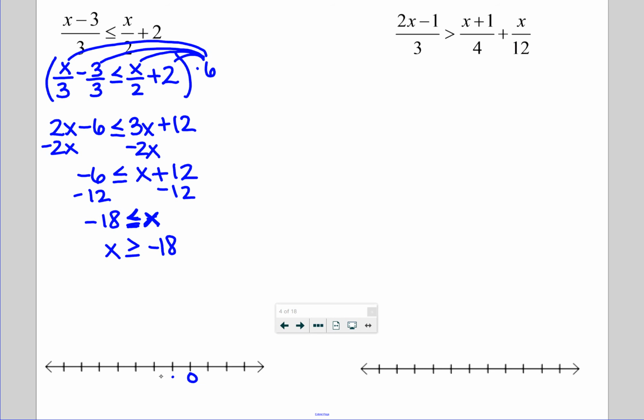So maybe we'll count by threes: negative 3, negative 6, negative 9, negative 12, negative 15, negative 18. We'll put a point there. All of my x's, all of my solutions are greater than negative 18, so I shade to the right. It's greater than or equal to, so we use a bracket at negative 18. The solution in interval notation would be negative 18 with a bracket to infinity, meaning any number in that range would give us a true statement if we plug it back into the inequality.